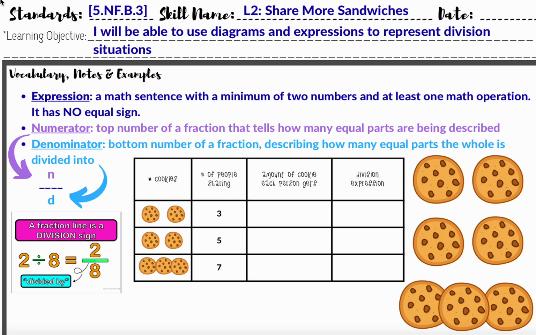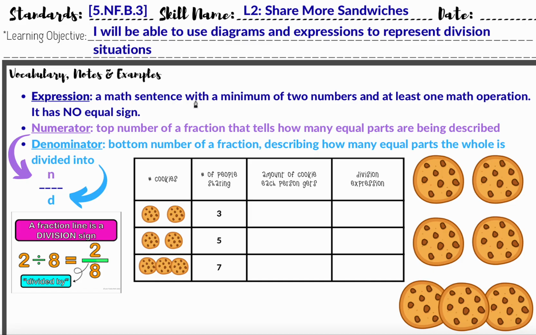Okay, you guys, so we are going to go over this one really quick. So that's your lesson, that's your standard, and this is your objective. For this one, the expression is basically a math sentence with a minimum of two numbers. It can also be variables, but we're not going to go into that until we get to the actual variables, so I don't want to confuse you. And at least one math operation, meaning addition, subtraction, multiplication, division.